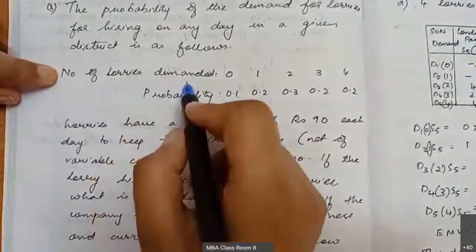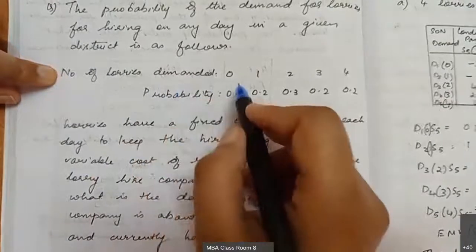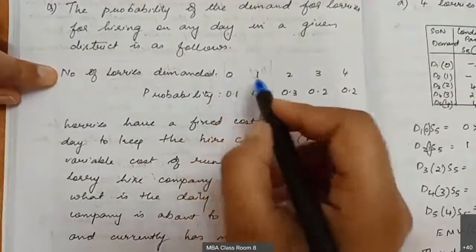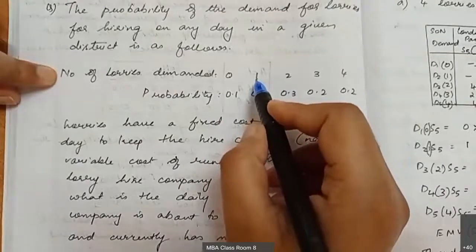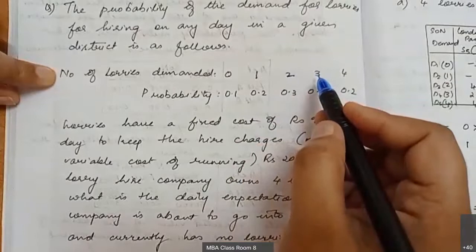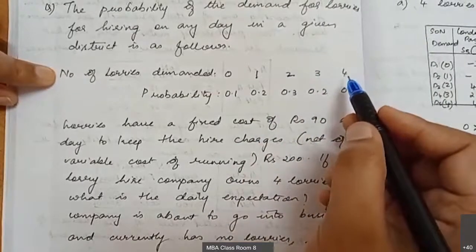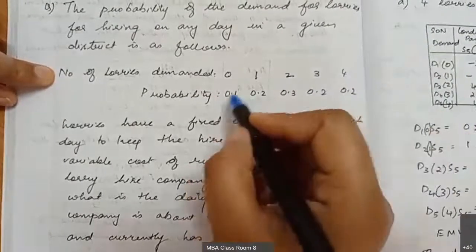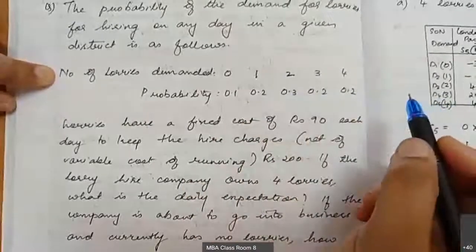Number of lorries demanded. On some days 0 lorries are demanded. On some days, 1 lorry is only demanded. On some days, 2 lorries are demanded. In some days, 3 lorries are demanded. And on some days, 4 lorries are demanded. The probability values are given over here.